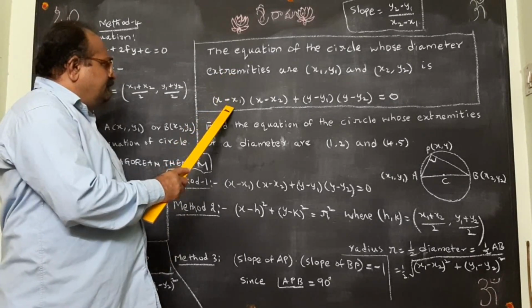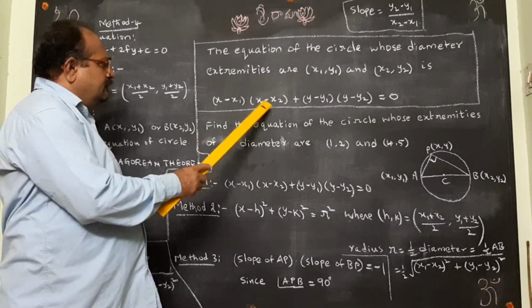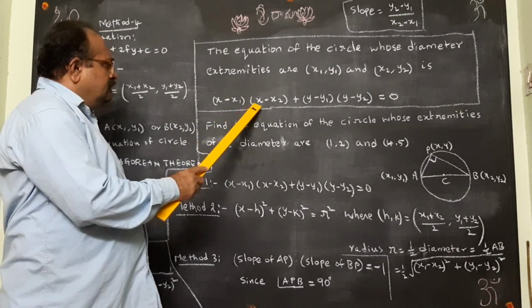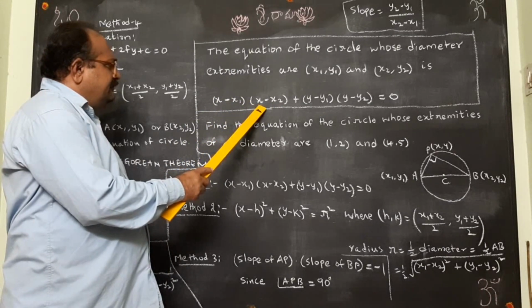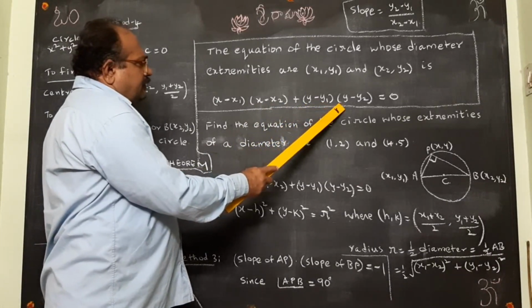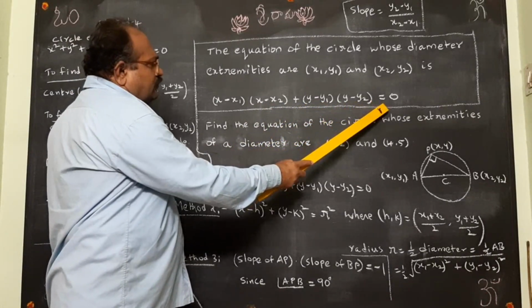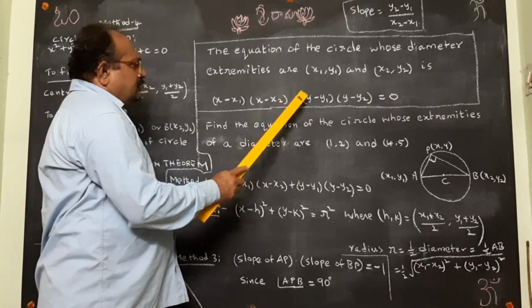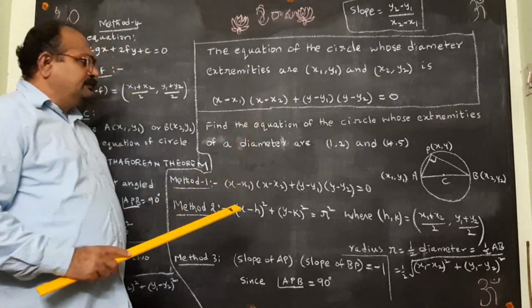The equation of the required circle is: x minus x1 multiplied by x minus x2, plus y minus y1 multiplied by y minus y2, equal to 0. This is the required circle equation.